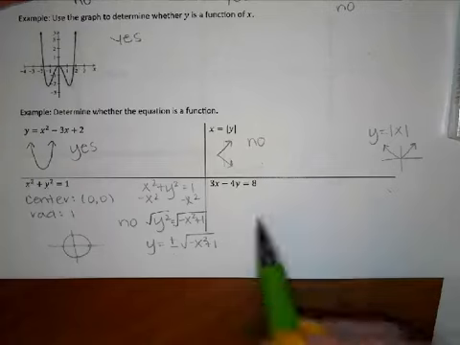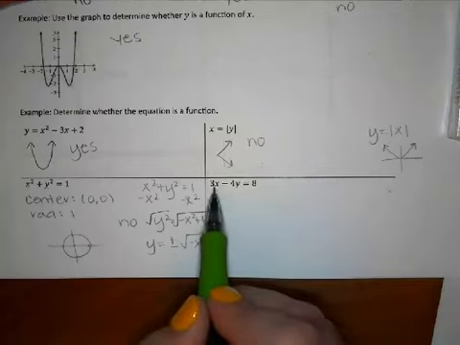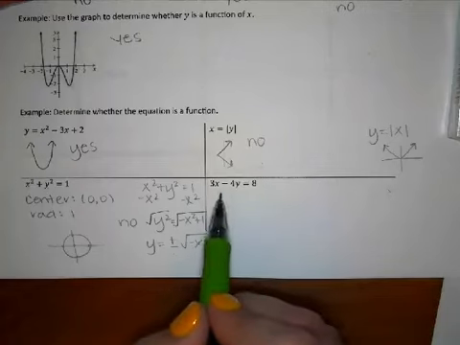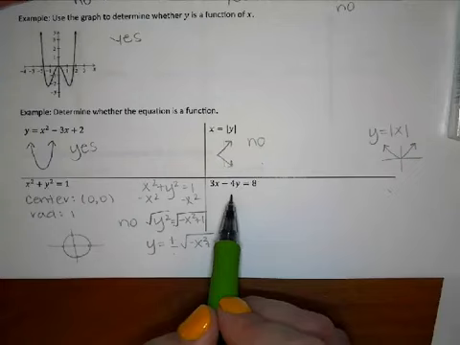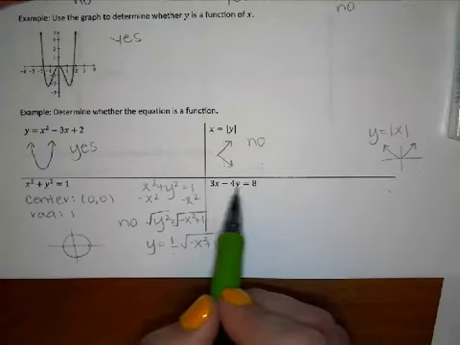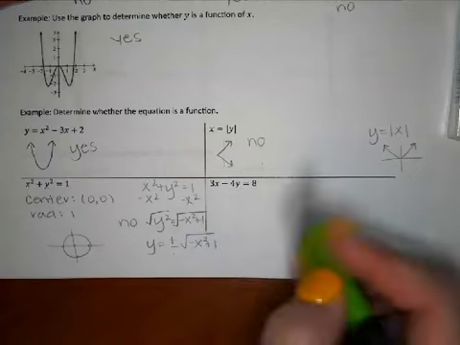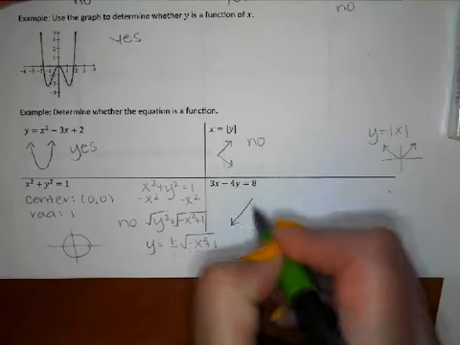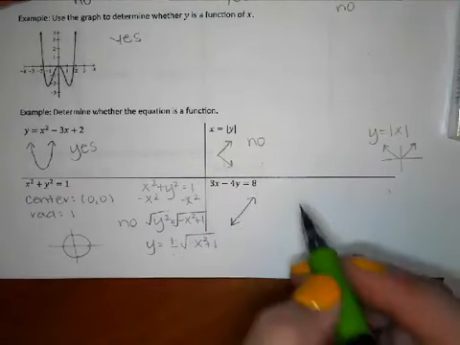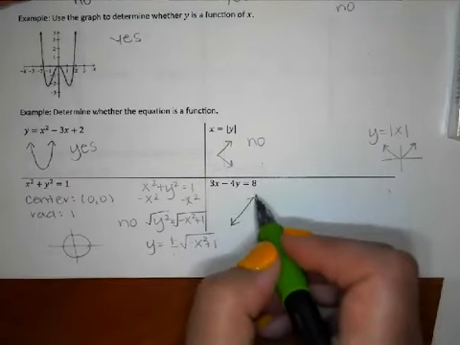This one over here has the x and the y on the same side. The y is not solved for. However, this is just the standard form of a line. It's a straight line. I don't know if it goes up or down, but it looks something like that. And this definitely passes the vertical line test.